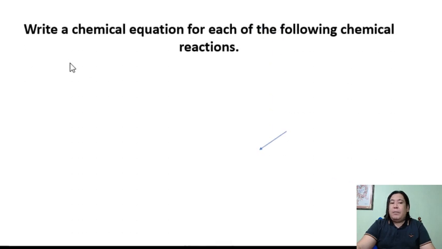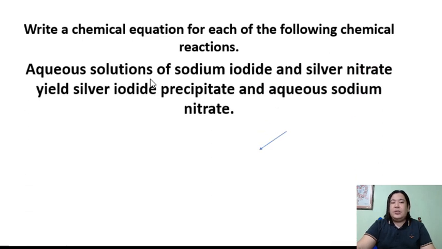Okay? So, in our first example, you have to write a chemical equation for each of the following chemical reaction. So, aqueous solution of sodium iodide and silver nitrate yields silver iodide precipitate and aqueous sodium nitrate. So, let us analyze first yung sentence. Ano ba yung flow ng sentence?